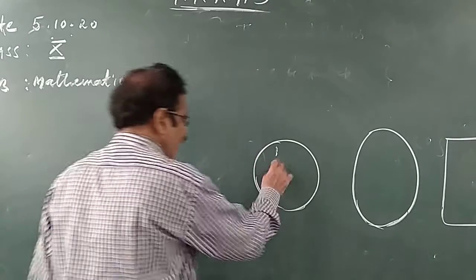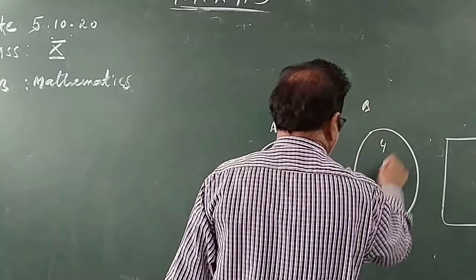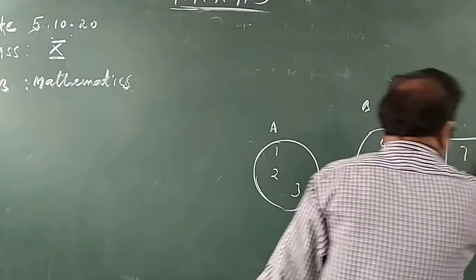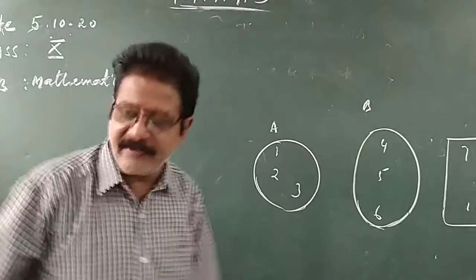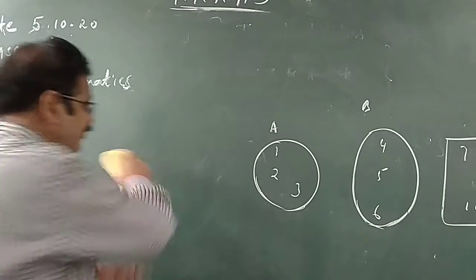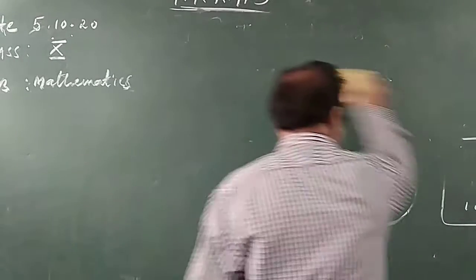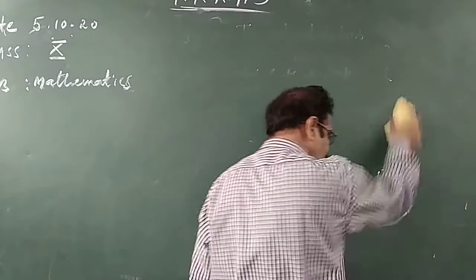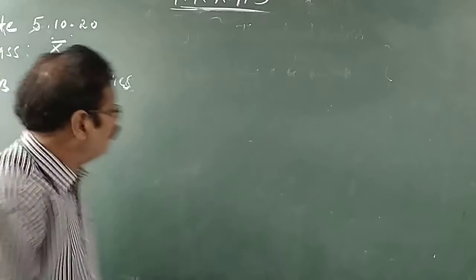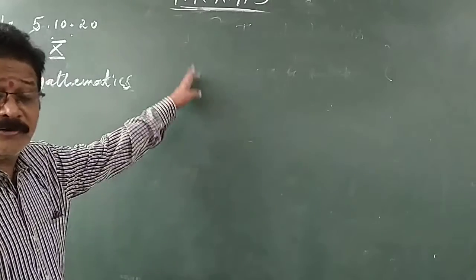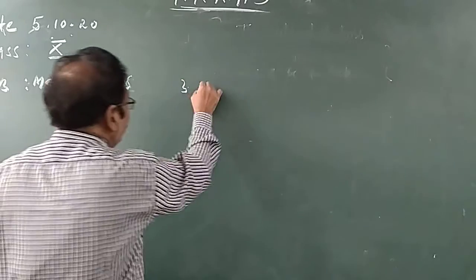A equals 1, 2, 3; this is set A. This is set B: 4, 5, 6, 7, 8, 9, 10, 11, like this. We use the diagrams to represent a set. So, the empty set is over, subset is over.